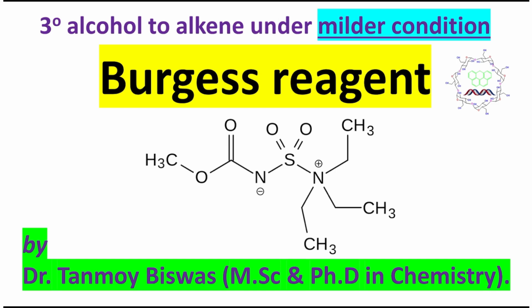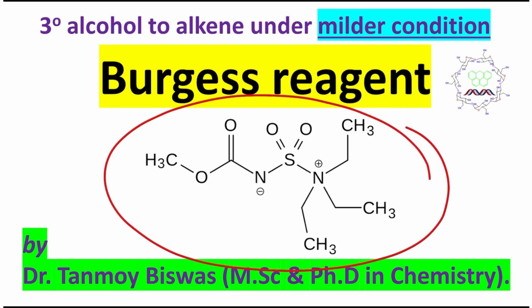Today's topic of discussion is a very interesting reagent, that is Burgess reagent. The structure of this reagent is this one. Now this reagent is utilized for tertiary alcohol to alkene conversion under milder condition.